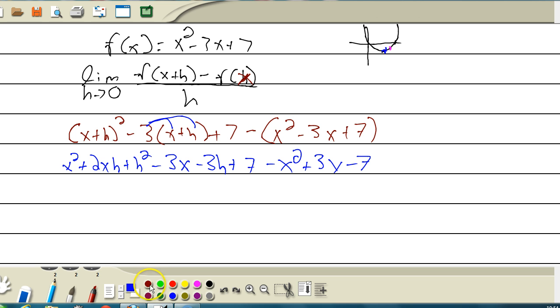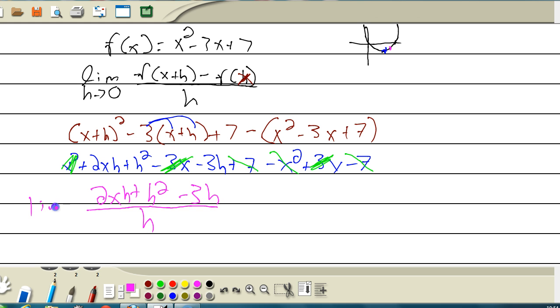Alright, so now we have to simplify. We're just going to combine like terms. Plus 7 minus 7 cancels out. Minus x squared, positive x squared, that cancels out. Minus 3x plus 3x cancels out. So you're going to be left with 2xh plus h squared minus 3h. And that's it. Then it's divided by h.